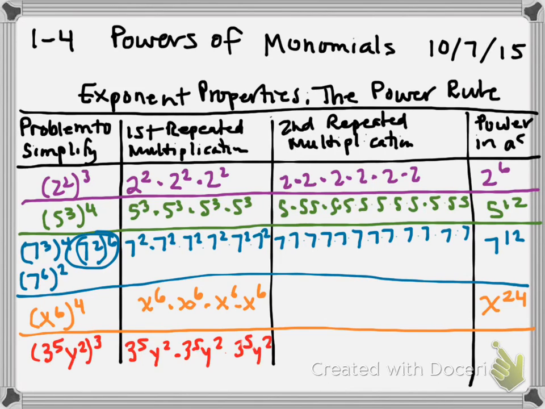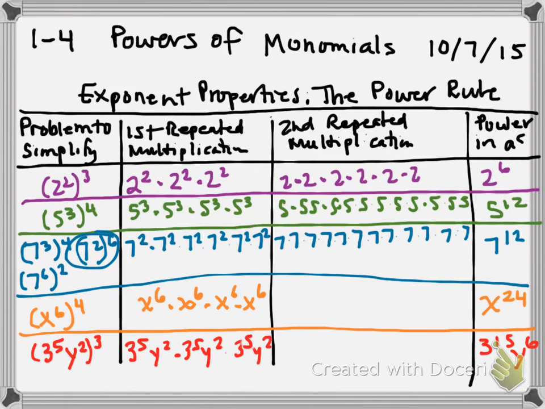So, what do you think I'm going to have in my answer column? How many 3's do you think I'm going to have altogether? So I see 5 here, 5 more here, 5 more there. And then how many y's am I going to have? I have 2 here, 2 here, 2 here. How many is that altogether? 2 and 2 and 2 is 6.